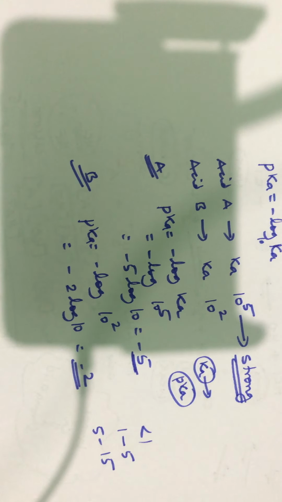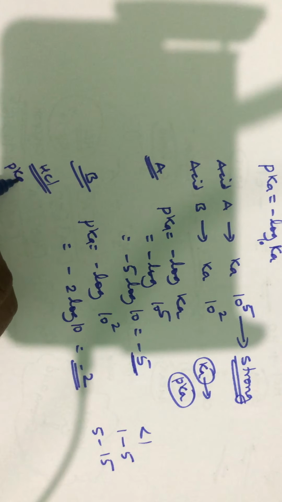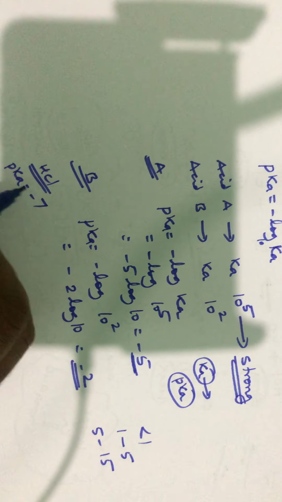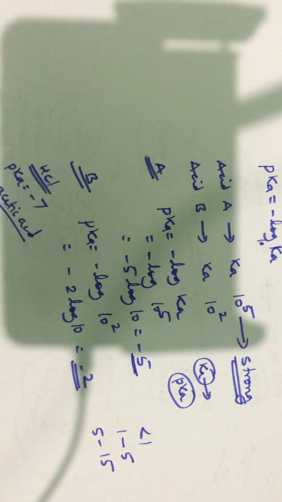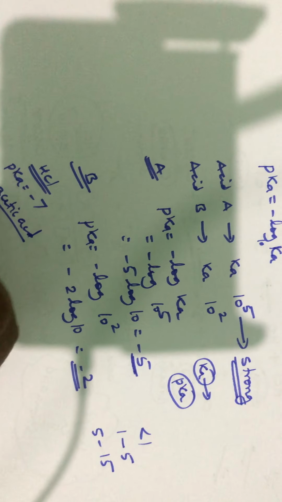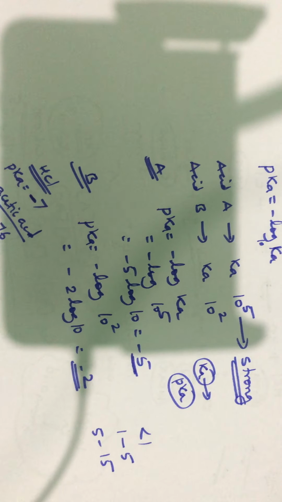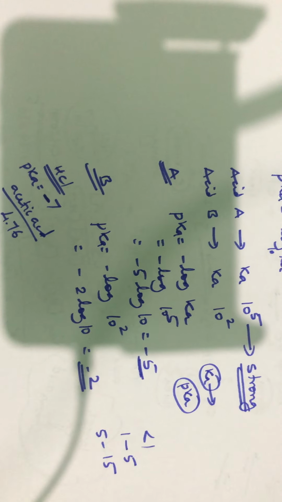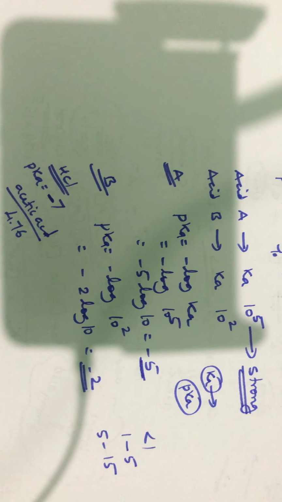Let's take an example of HCl. For HCl, pK is minus 7. And for acetic acid, pK is 4.76. This is -7, so the smaller the value of pK, the stronger the acid. Which is the stronger acid? HCl is the stronger acid because its pK is -7. Okay, this is how you should find it out.